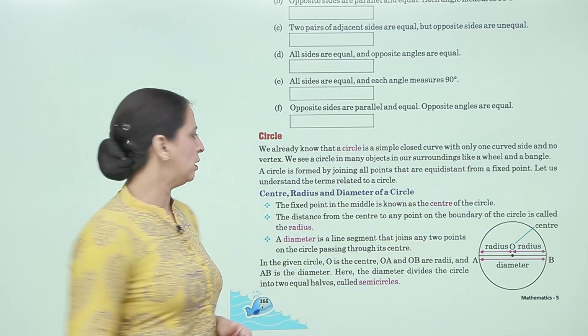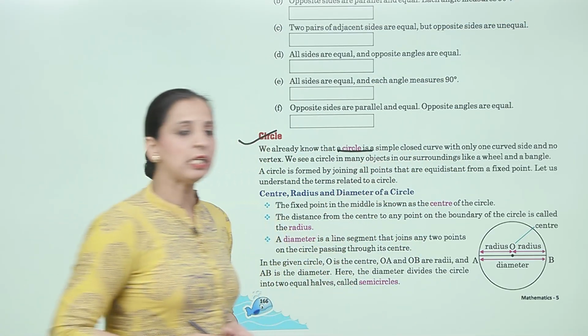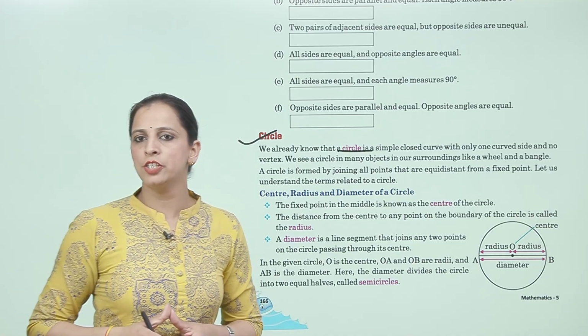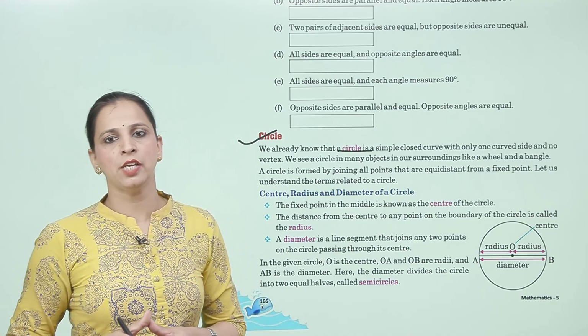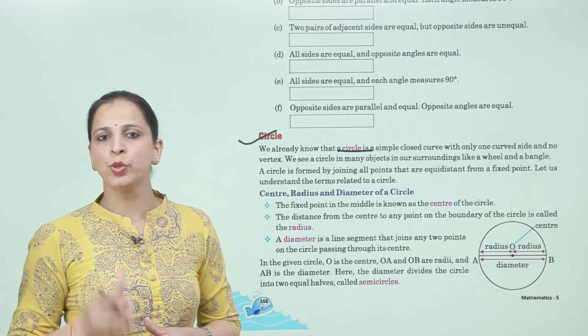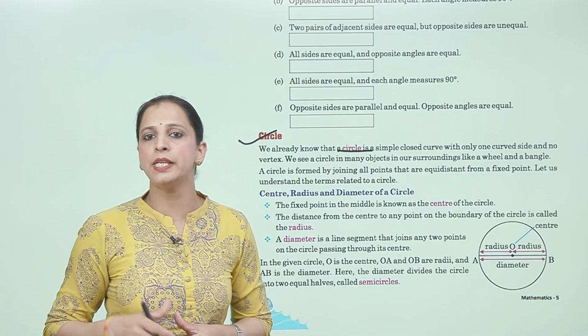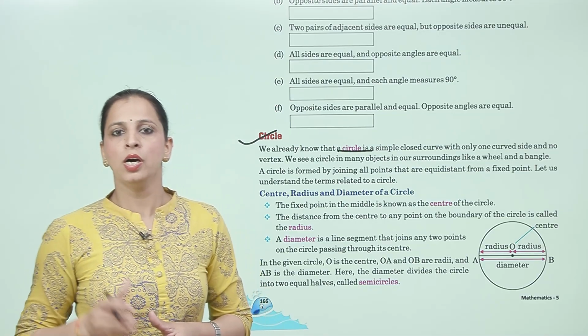नाउ नेक्स्ट इज सर्कल. We already know that circle is a simple closed curve with only one curved side and no vertex. We see a circle in many objects in our surroundings like a wheel and a bangle. A circle is formed by joining all points that are equidistant from a fixed point. Let us understand the terms related to a circle.